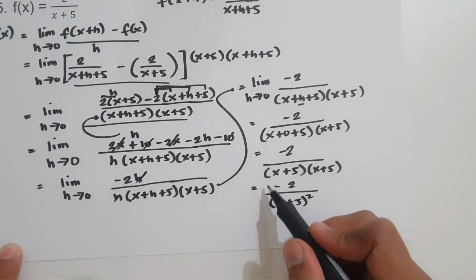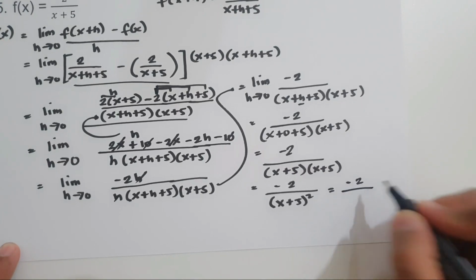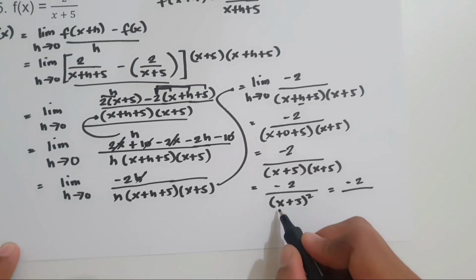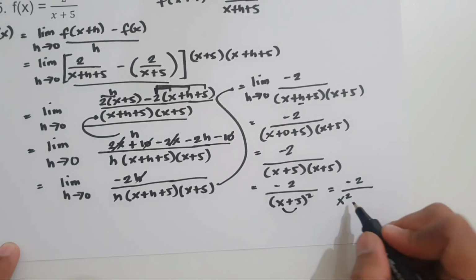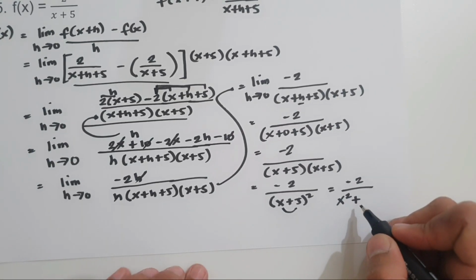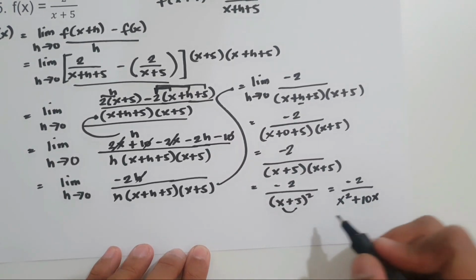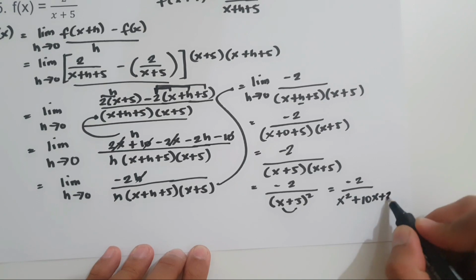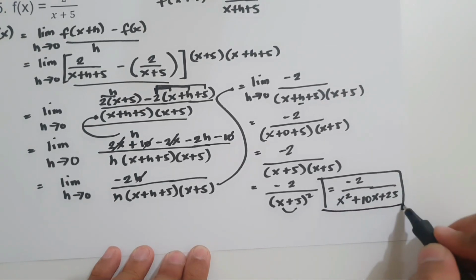So you can write your answer in this form, or if you want to simplify, let us have negative 2 and let us square this binomial. x times x is x squared. x times 5 is 5x, times the constant 2, that is 10x. And 5 multiplied by itself, that is 25. So this will be our answer.